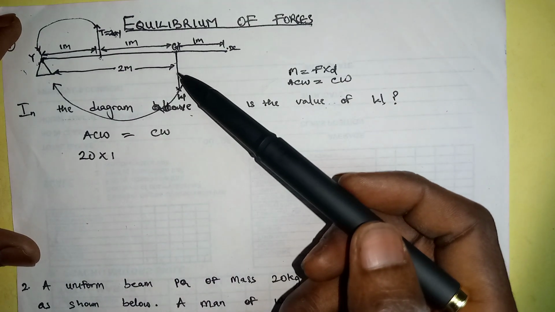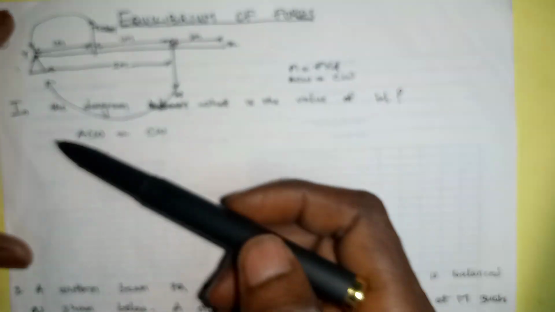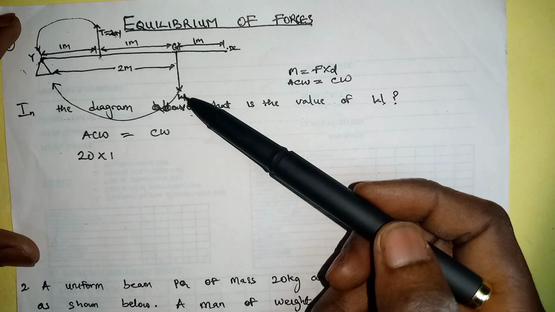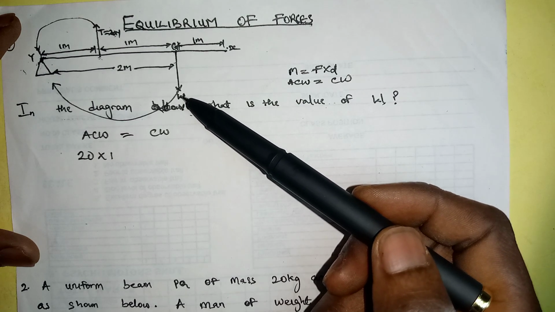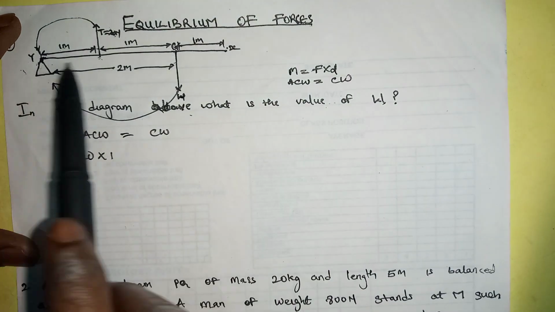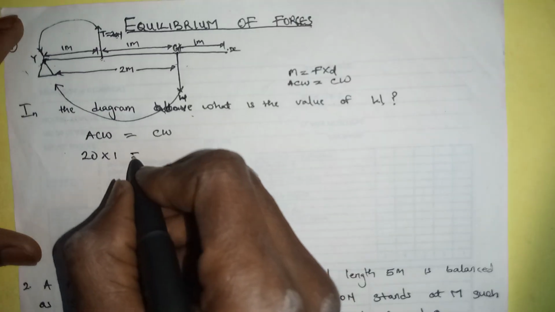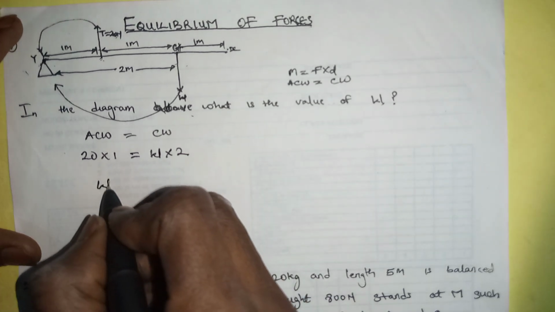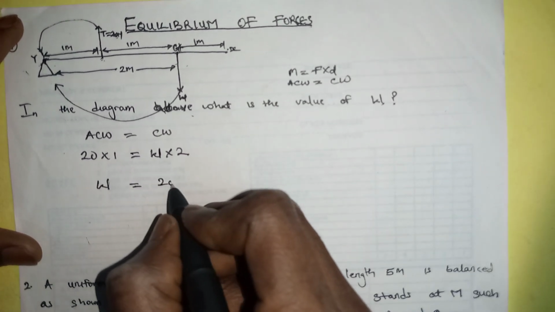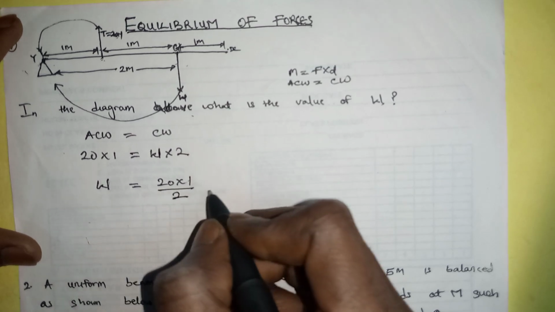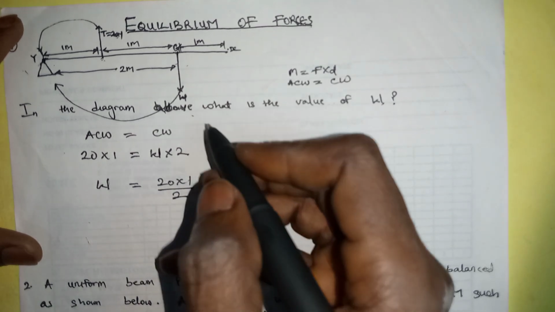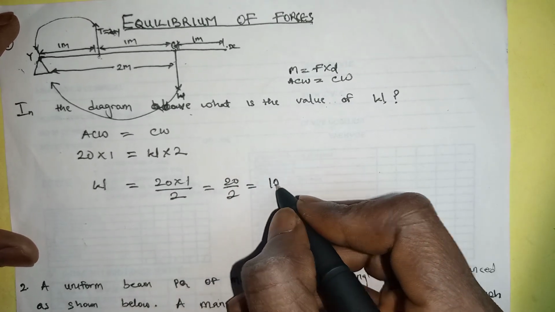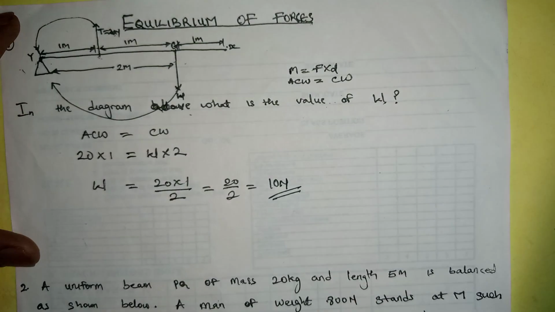So we now move to the other side, which is the clockwise direction from this point. We have one force here, which is one weight, W. The distance that we take this W to get to this point of pivot is 2. So we write W multiplied by 2. If you make W the subject of the formula, we have 20 multiplied by 1 divided by 2. So our weight, W, is going to be 20 divided by 2, which is equal to 10 Newton. So this is how I'm going to approach it.